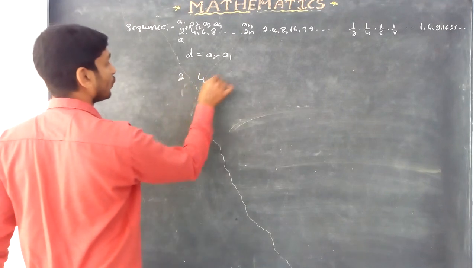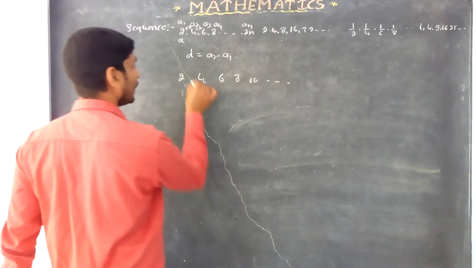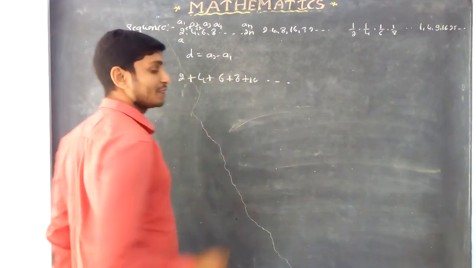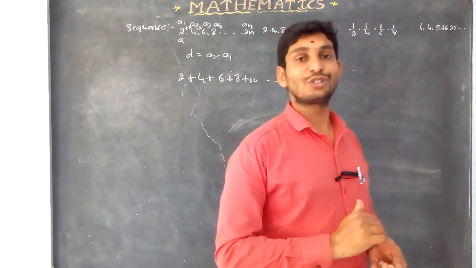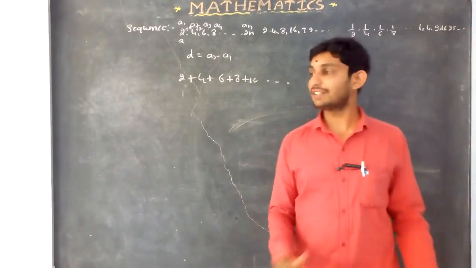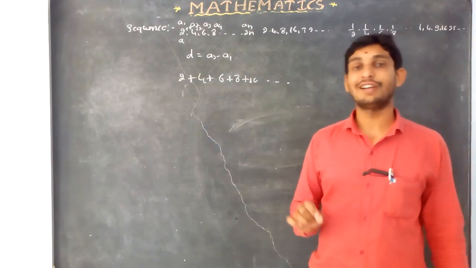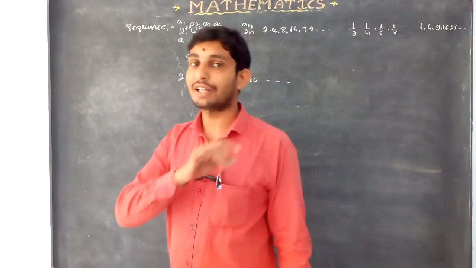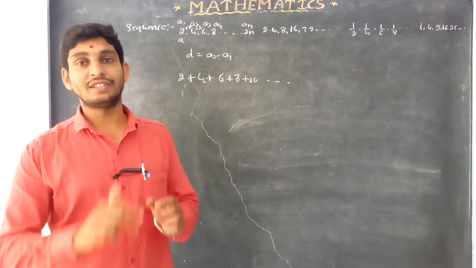Then if you write 2, 4, 6, 8, 10 and so on, and if you put plus in between these terms, now that is not called a sequence, it is called a series. Then what is meant by series? Sum of the terms of the sequence is called series. If you keep adding the terms of a sequence, it becomes a series.